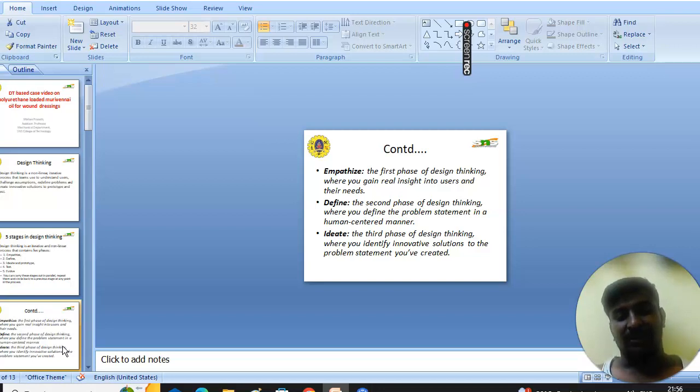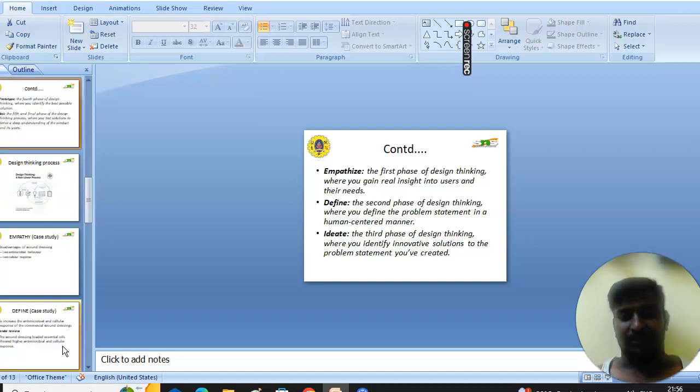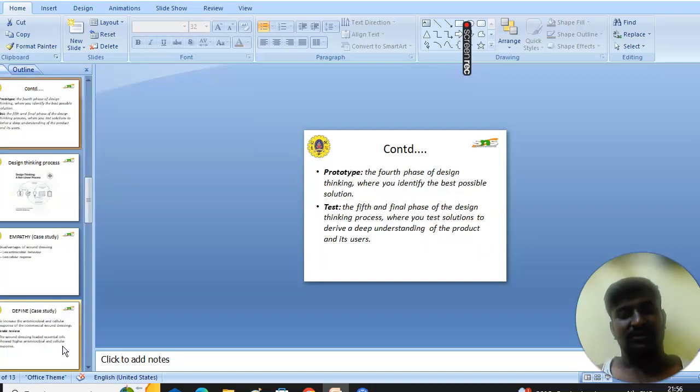Third is ideate. The third phase of design thinking, where you identify innovative solutions to the problem statement you have created. The next is prototype. The fourth phase of design thinking, where you identify the best possible solution. The final will be test. The fifth and final phase of the design thinking process, where you test solutions to derive a deep understanding of the product and its users.